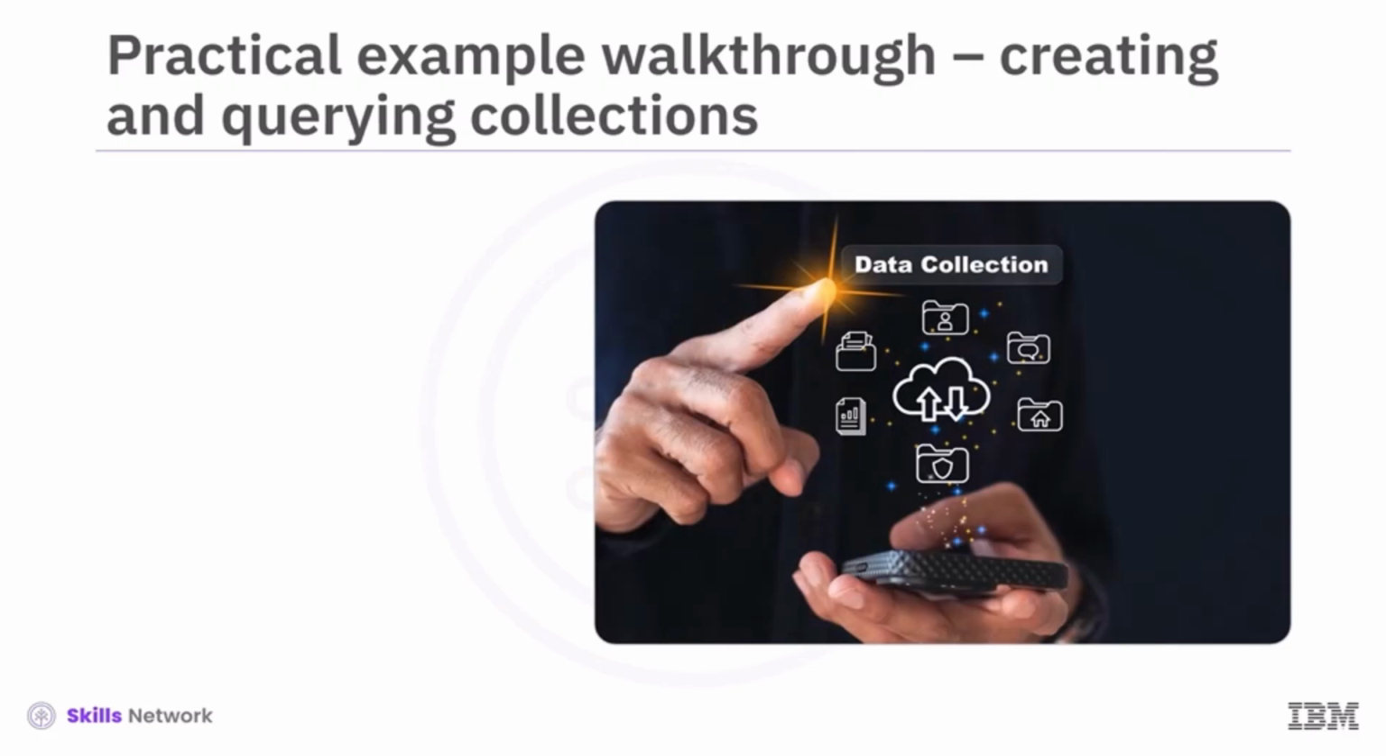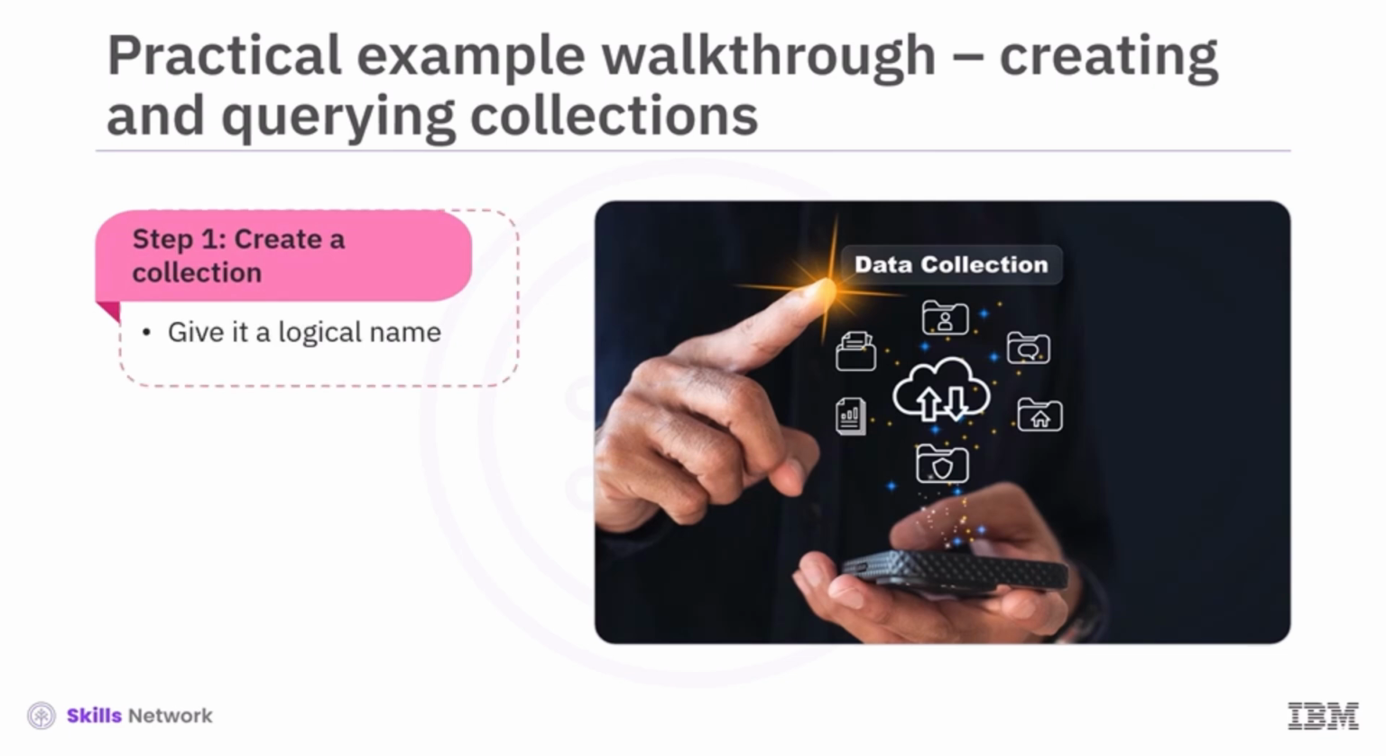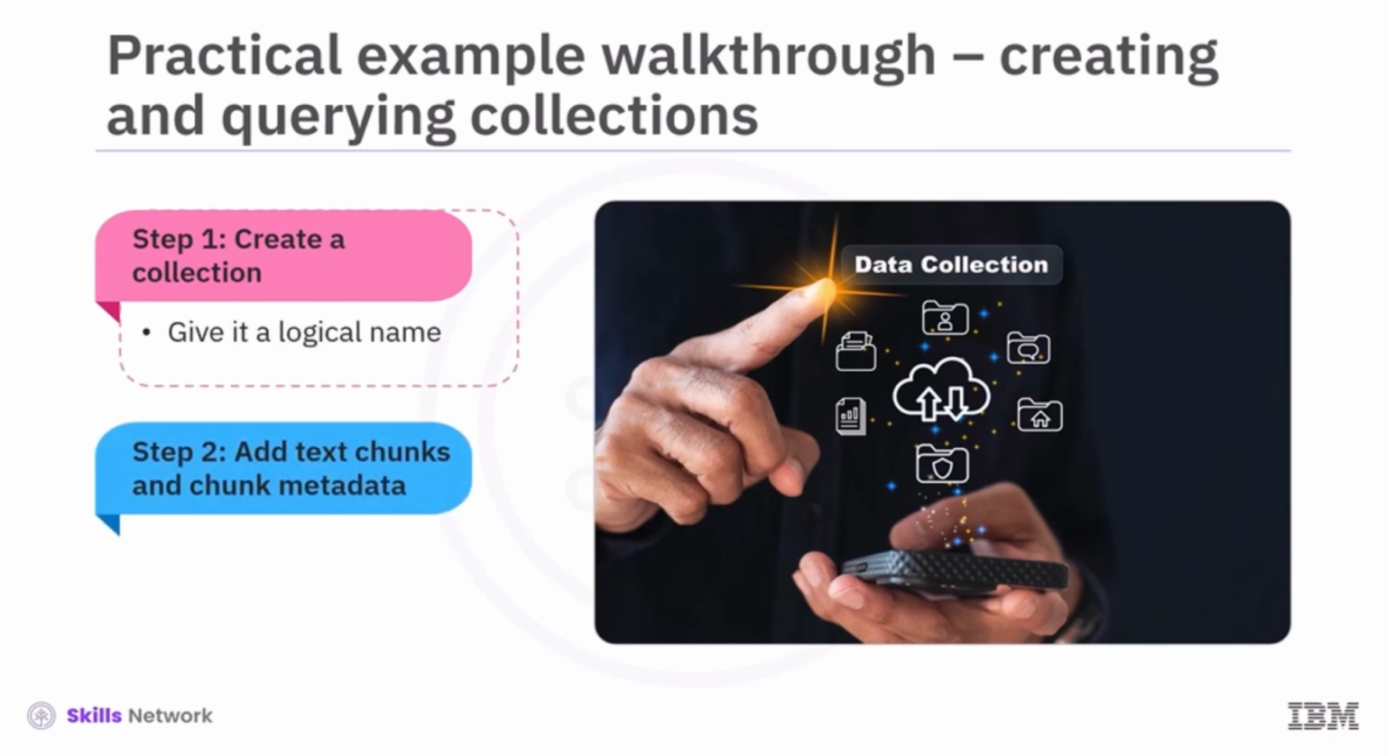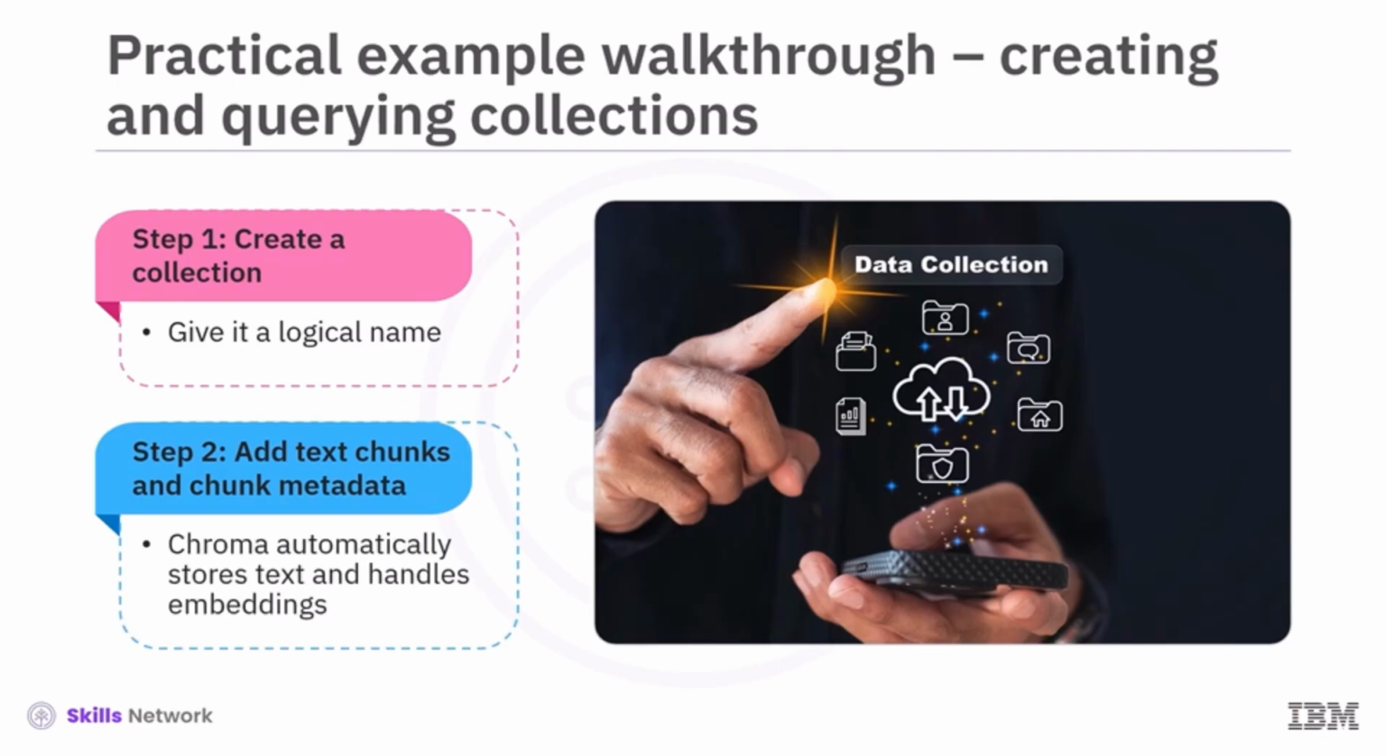Let's take a high-level look at an example of a typical ChromaDB workflow. The first step is to create a collection, which involves giving it a logical name. The next step is to add chunks of text and associated metadata to the collection. When you do this, ChromaDB automatically stores the text and handles the embedding process. Alternatively, if you pre-computed the embeddings before this step, you would supply those embeddings here along with the text.